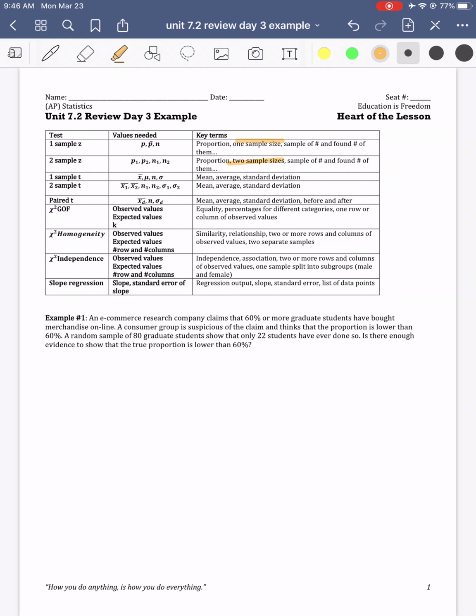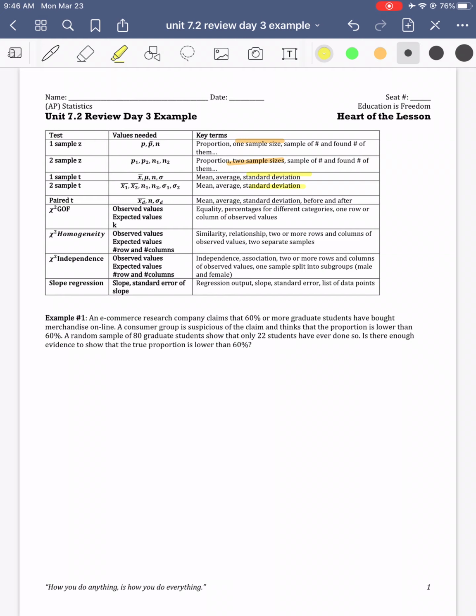For our mean tests, this is if we're given a mean or a standard deviation. This is really a big one here for the mean test. Are you given a standard deviation? Because if you are, then that pretty much guarantees that this is some type of t-test, whether that's 1 sample, 2 sample, or a paired t.